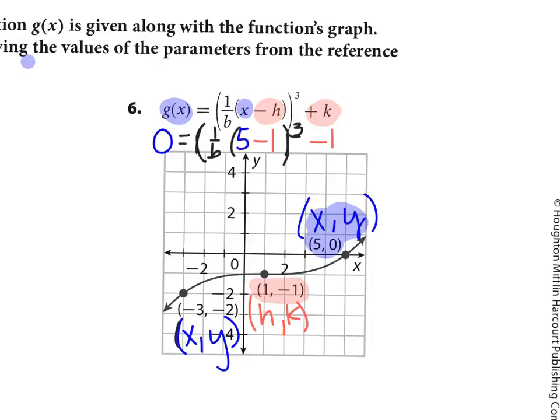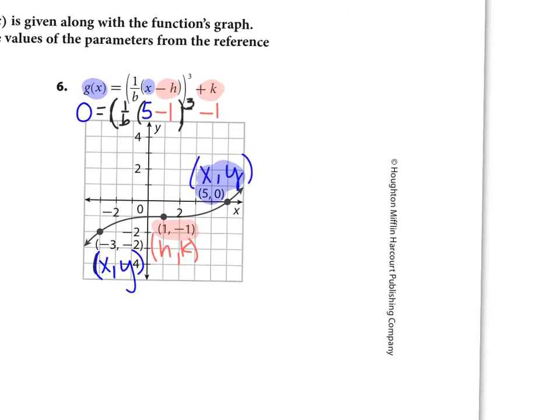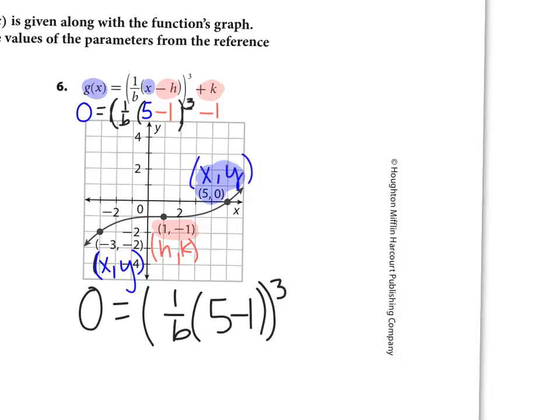And now I just get to do math. And we all know how much y'all love doing math. Yep. Yay! It's so fun.